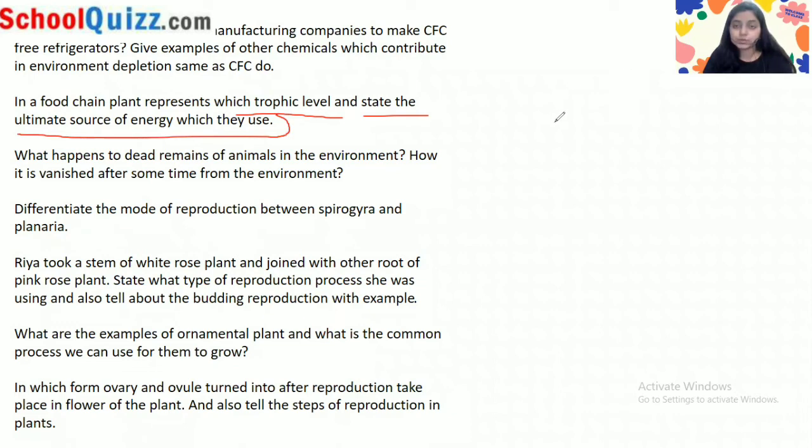We require energy, food. We require food for our body energy, right? So we are dependent on other organisms for our food and energy. So this becomes a chain, and it is called the food chain. So in a food chain, plant represents which trophic level? You have to tell that, and state the ultimate source of energy which they use.